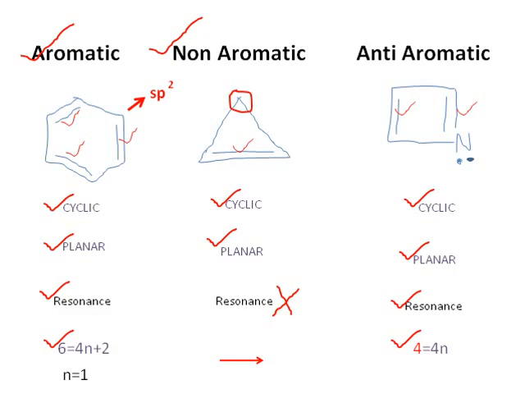So it has 2 pi bonds, that means 4 pi electrons, that is equal to 4n. So it is not aromatic, but n equal to 2, so it is anti-aromatic. So in this way you can determine whether the cyclic molecules are aromatic, non-aromatic or anti-aromatic. We will take some more examples.